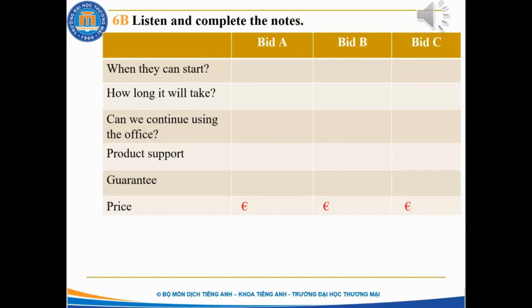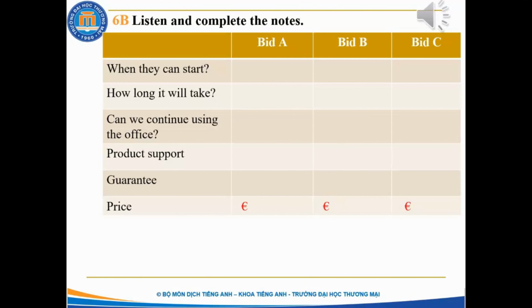Bid B. We can do the job next week, on February the 13th. We can send 10 technicians and finish the job in 1 day, but you'll need to leave the office completely empty for us so we can work. The price includes full product support and training, if you need it. This also includes the hardware manufacturer's standard 1-year guarantee. It will be €17,000 for everything.